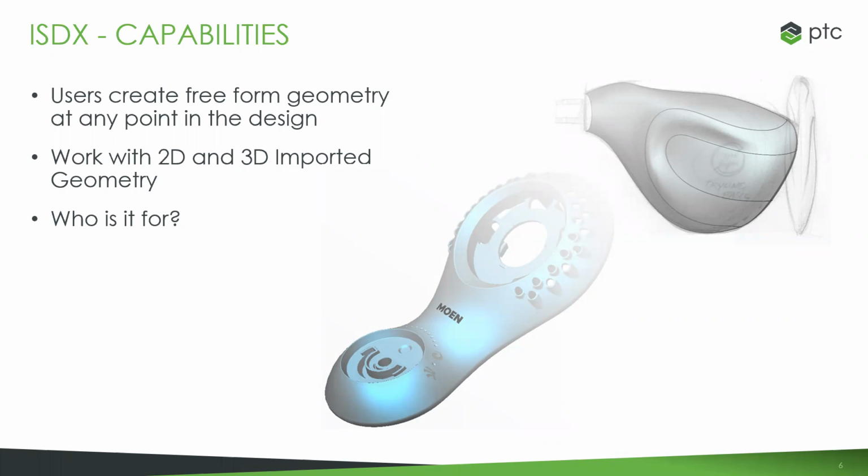You have your everyday engineer or designer. Maybe you just need a clean cosmetic shape on the outside of your normal parametric features. Well, use ISDX on top of whatever normal parametric tools you're using, and you can get to that a lot faster.